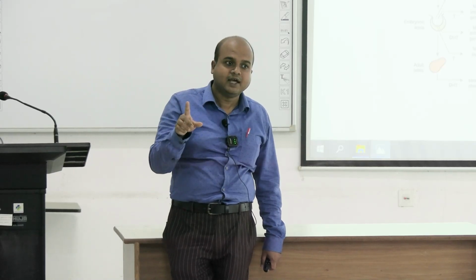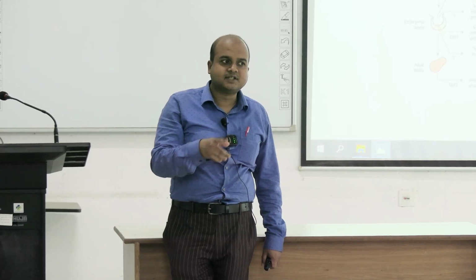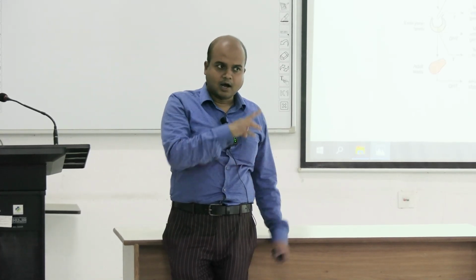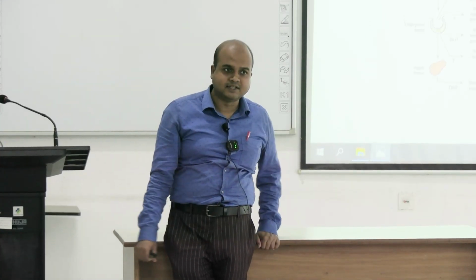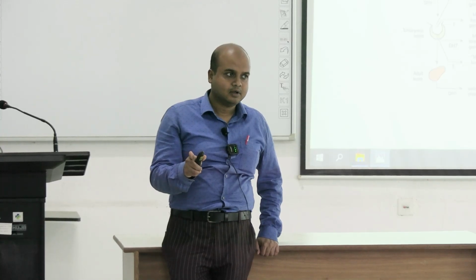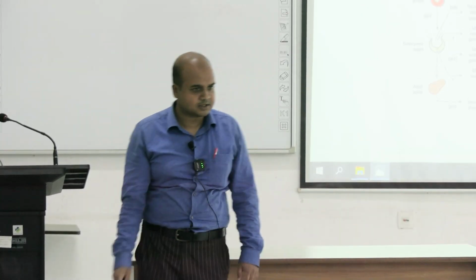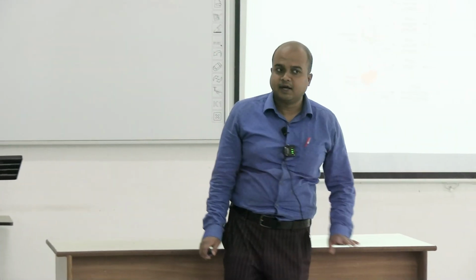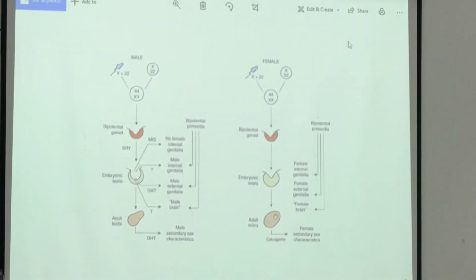If there is no DHT in the options, then the answer will be testosterone. Okay? Understand? So male external genitalia is differentiated finally by DHT. If there is DHT in the option, that is the correct answer. If there is no DHT in the answer, then testosterone is the correct answer. Right? Sometimes there will be confusing MCQs. Get it?